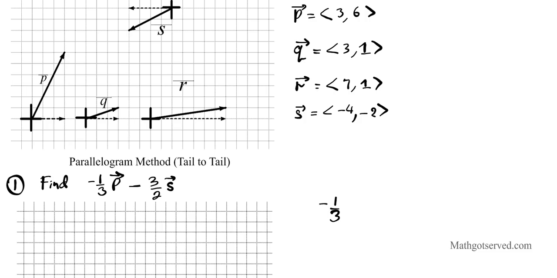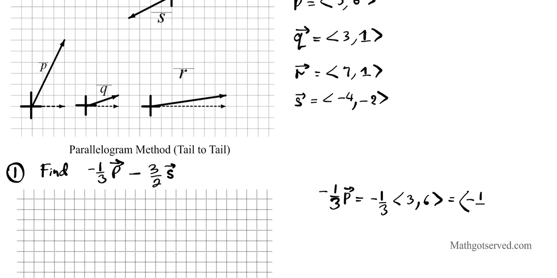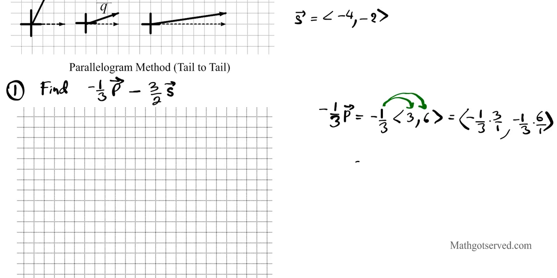Negative 1/3 p is what you get when you distribute negative 1/3 to vector p, okay? So negative 1/3 times vector p, which is 3, comma 6. So if you distribute negative 1/3 in there, you are going to have negative 1/3 times 3 over 1 for the x coordinate, and then you're going to distribute negative 1/3 to the y coordinate, and that's going to yield negative 1/3 times 6 over 1. Okay, so you have it like that. All right, let's go ahead and simplify that. These 3's cancel out. So the x coordinate of negative 1/3 p is negative 1. And then 3 goes here once, and then 3 goes here twice. Negative 1 times 2 is negative 2. So we have negative 1, negative 2 as negative 1/3 of vector p.